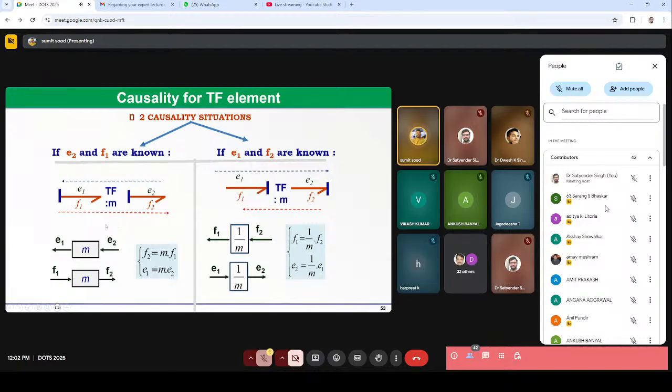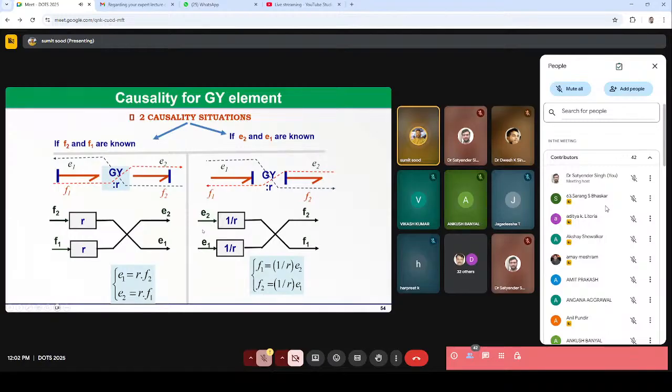For transformer functions, there could be two different types of causality depending upon which variables are known to us. If E2 and F1 are known, we have the causality like this. And in case E1 and F2 are known, we have the causality like this. But we do not have to be too concerned with this if we use software to develop these models, because this causality is imparted directly by the software.